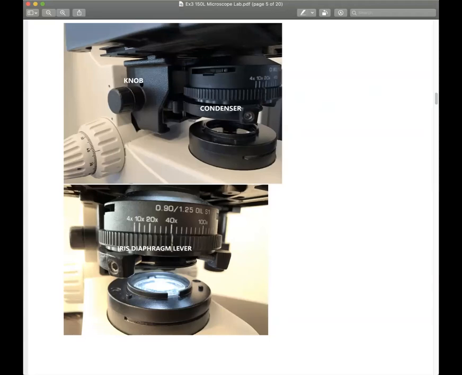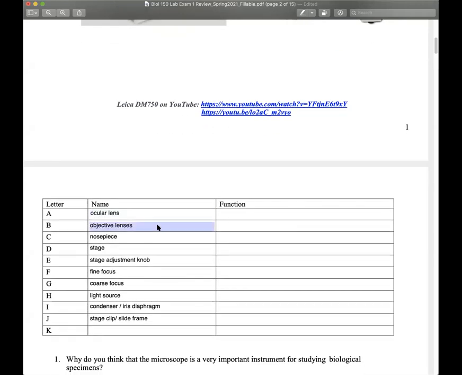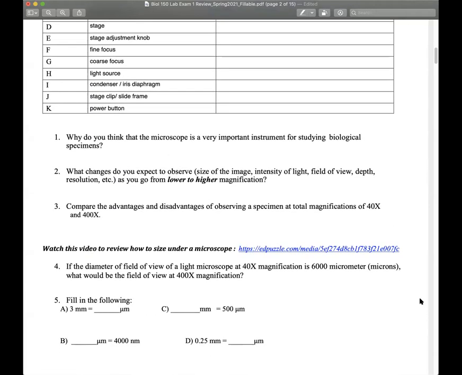Okay, thank you, Professor. All right, I'm going to bring back the review packet and we can move on. Do we need to go over any of the functions of these microscope parts? I mean, we're pretty clear on what the lenses do, what the power button does, what the focus knobs do. All right, if we are good to go, then I will just keep on scrolling.